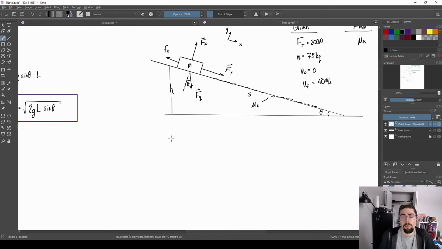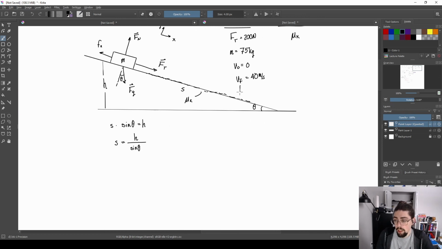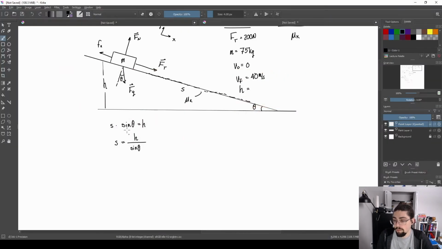What changes? Well, in that case, s times sine of theta should give me h. This is just one big triangle, right? So s might as well be a variable that I've already got. Plug it in like that. Not a big deal at all. Now we have the slope length rather than just the height. And we know that it's 50 meters high.